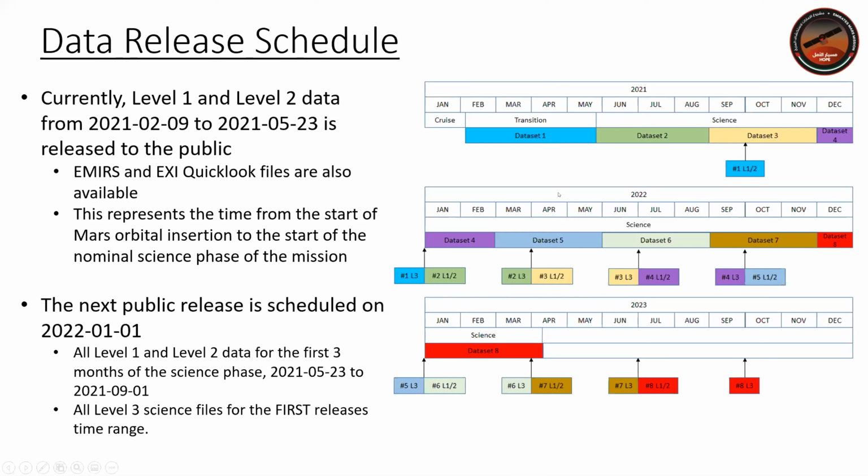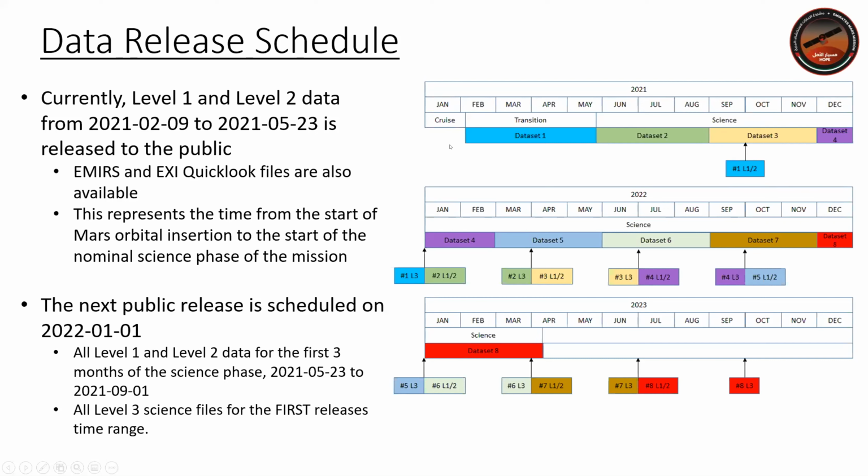On the chart on the right-hand side here, I have a little handy visualization of what data sets will be released when. Each line here represents a year. Right now we're in October, and on October 1st, data set number 1 was released. It's color coded here. Data set number 1, level 1 and level 2 files for the transition period of the spacecraft, has all been released. Releases occur every 3 months.